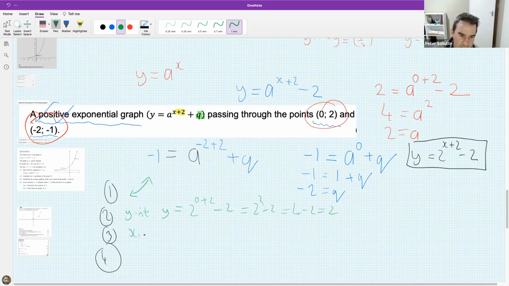And then to find the x-intercept, I would have to make y 0. And then my asymptote would be at minus 2. That's it. So there's your information, and that's how you would draw it.